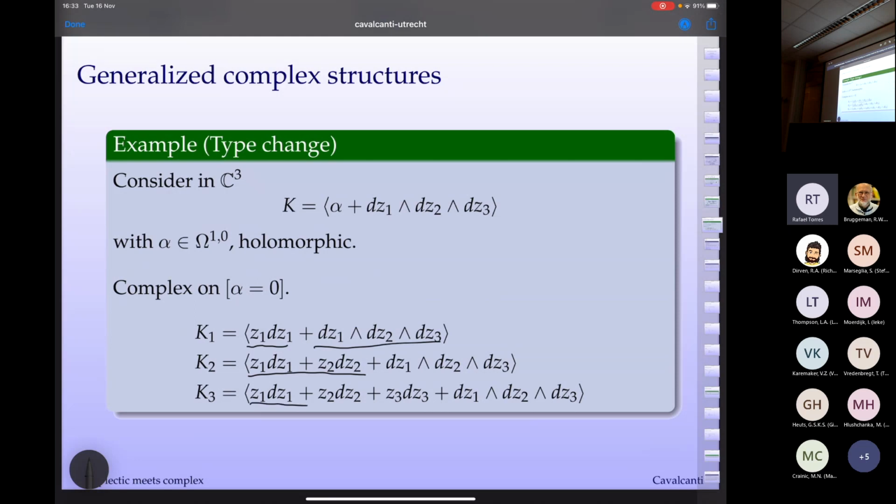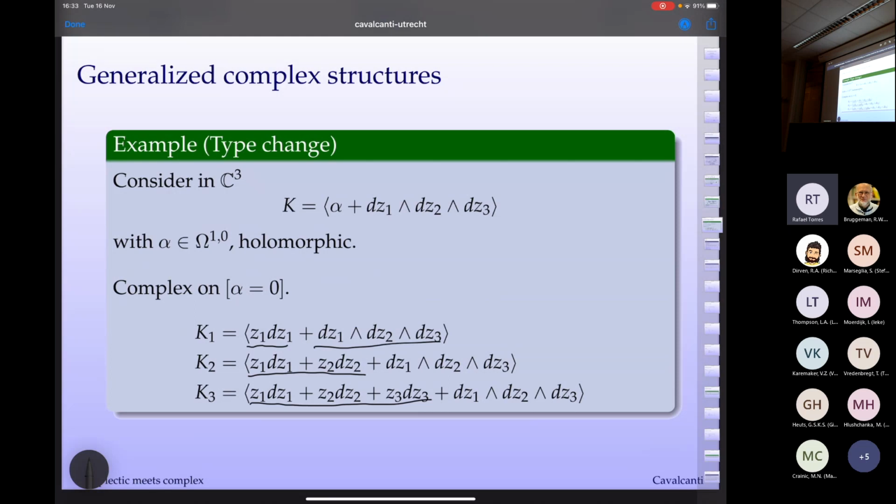In the third example, you have z1 dz1, z2 dz2, z3 dz3. So for that to vanish, it's only if you are at the origin. So you can actually have the type change when you start going higher in degree. It can happen not just in codimension 2, but also in lower codimension.